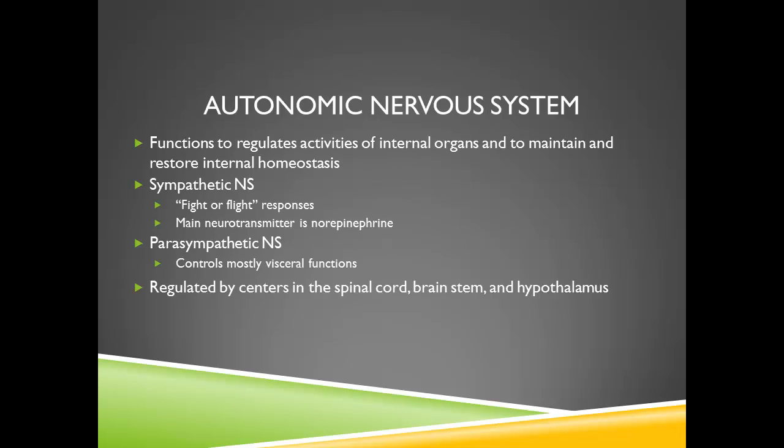The autonomic nervous system functions to regulate activities of internal organs and to maintain and restore internal homeostasis. Sympathetic nervous system, fight or flight response. The main neurotransmitter is norepinephrine. The parasympathetic nervous system controls mostly visceral functions, regulated by centers in the spinal cord, brainstem, and hypothalamus.